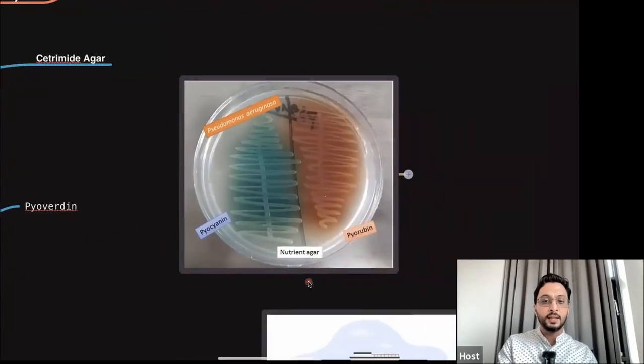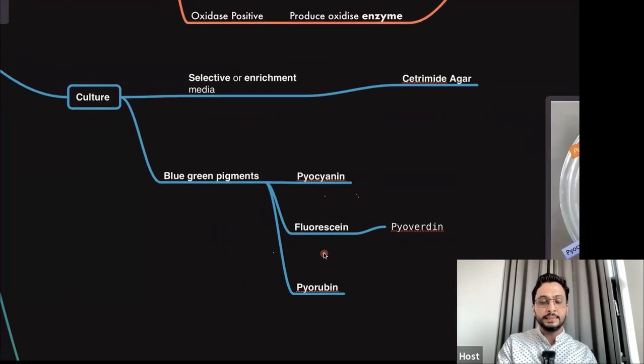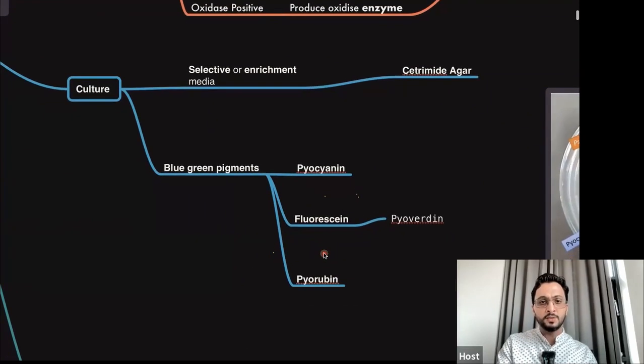This is the picture where Pseudomonas aeruginosa growth is indicated by producing this pigment. Pyocyanin, blue-green pigment, pyorubin, and fluorescin is also there. Here it's showing nutrient agar, but basically it can grow much better in cetrimide agar, agar in which cetrimide is added. That's the way to remember it. So that's the culture media, and those are the pigments they produce.